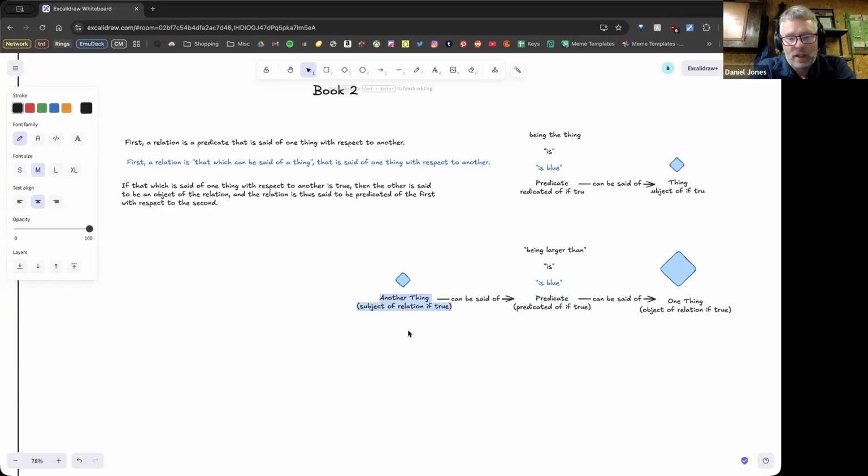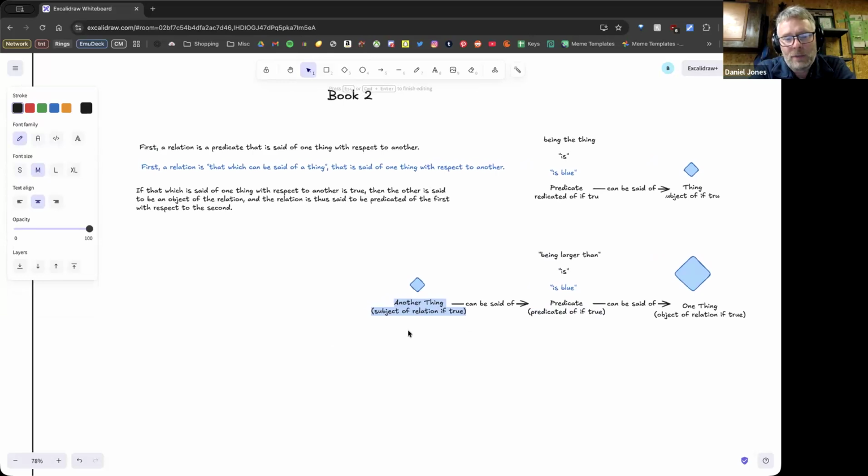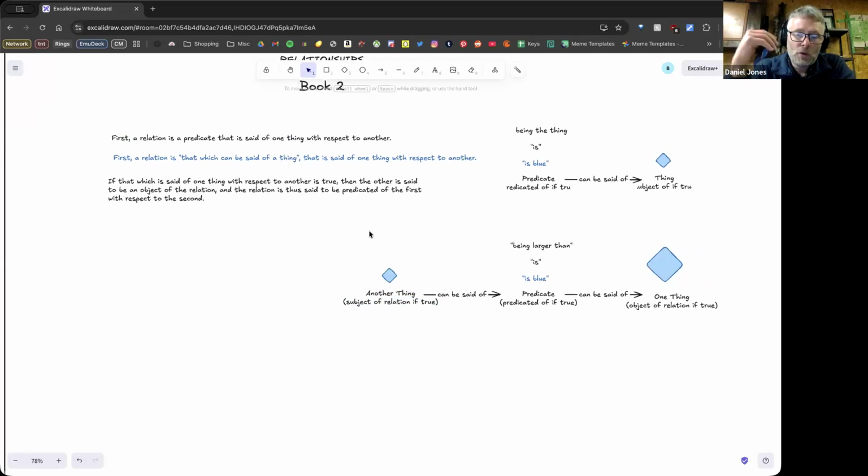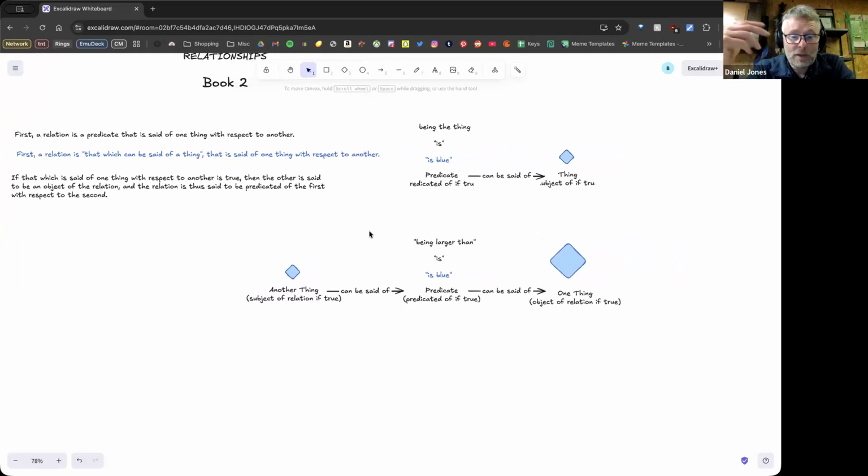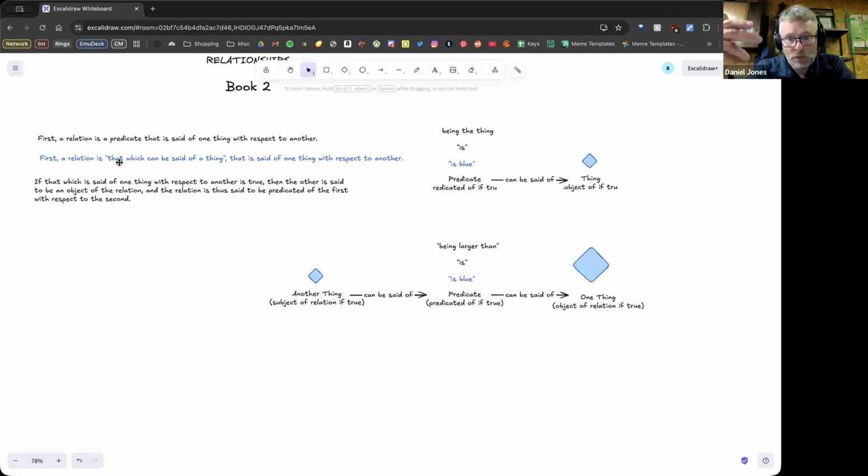So, like his example, being larger than, that doesn't have to be a mathematical idea, right? Or being older than, like I am older than Chris. So being older than can be said of Jones with respect to Chris, or even being married to, or being the cousin of, right? Or being the teacher of, right? So being a teacher of can be said of Jones with respect to Chris, because Jones is the teacher of Chris. At least he was before, right?